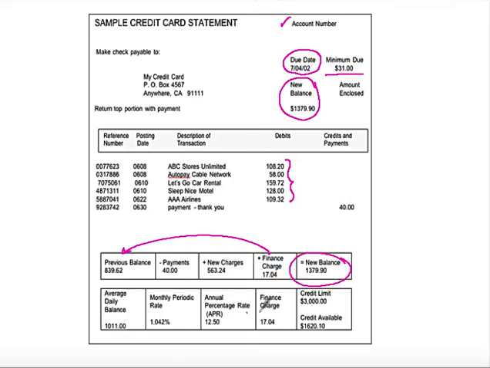So down here is just some account information. It shows you what your average daily balance is. It shows you what the monthly periodic rate and the annual percentage rate is, what the finance charge accrued is, and it also gives you some information about your credit limit on the account. So that's just a sample of a credit card statement that you may get for your credit card.